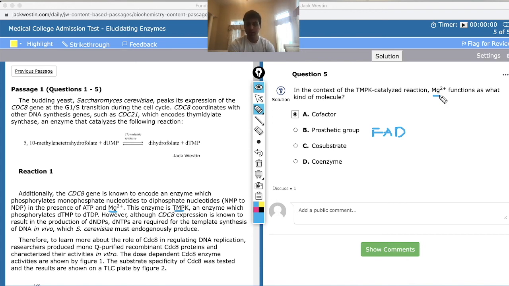Right? And coenzymes can include prosthetic groups or co-substrates. So that's a broader term for each of these. But the correct answer is cofactor.